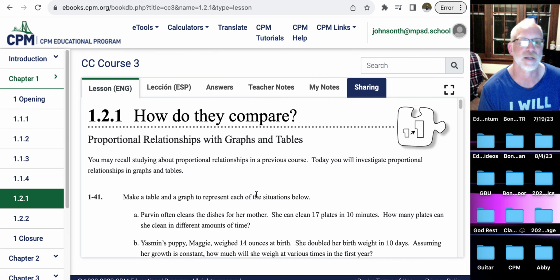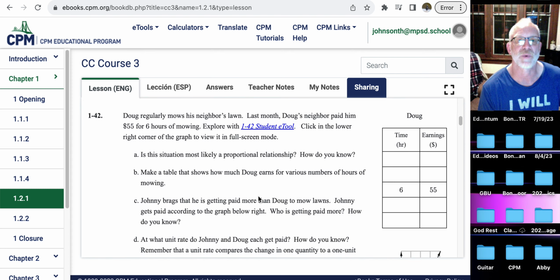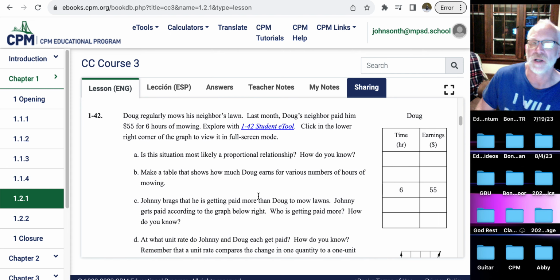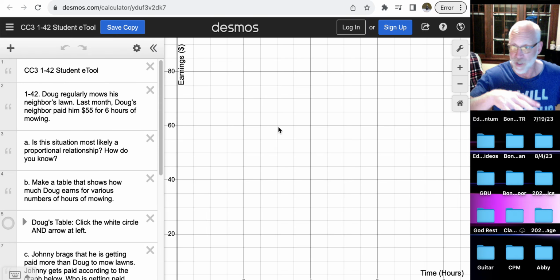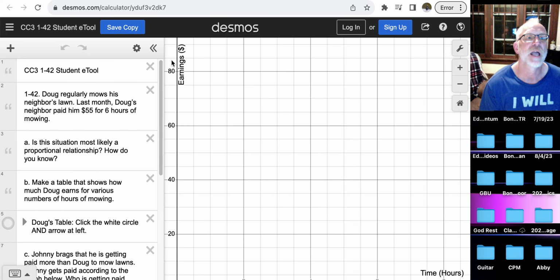Let's go back to here. The one that we're going to work on today is 1.4.2. And this is about Doug. And Doug is mowing his neighbor's lawn. And last month, Doug's neighbor paid him $55 for 6 hours of mowing. All right, so then we can open up the e-tool here. And then we're going to do this as a class and open up the e-tool. And we'll walk through this.